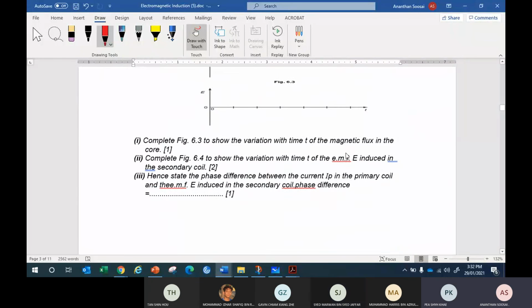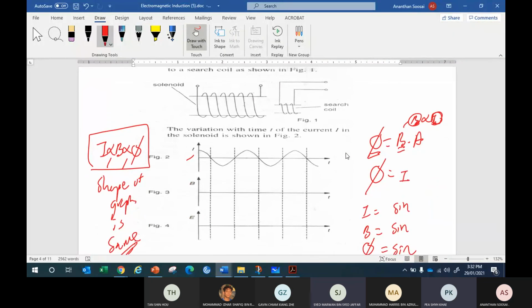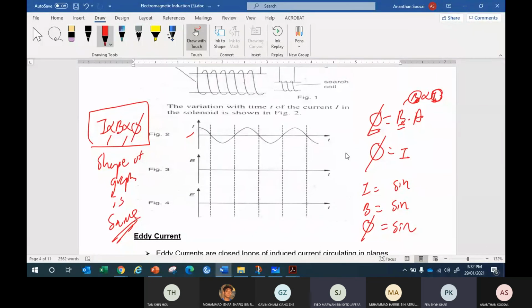Teacher, I have a question. If there's a long solenoid, around 20 centimeters long, and I put a magnet inside the solenoid and move it back and forth inside the solenoid, will there be any current?